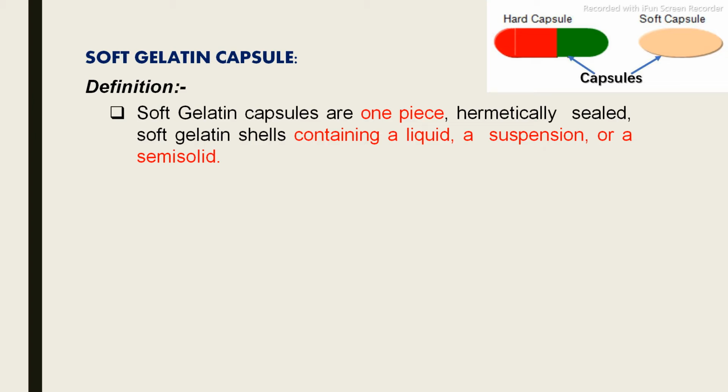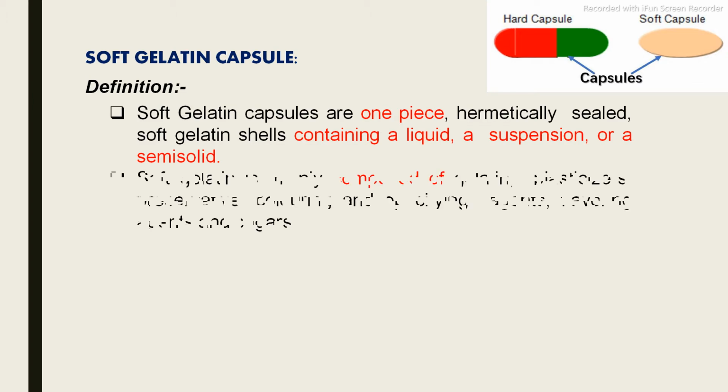Whereas in case of hard gelatin capsule, if you remember from the last session, we can encapsulate only powder or granular material, whereas in case of soft gelatin capsule you can encapsulate a liquid, semi-solid or suspension type of medicament. Means as compared to hard gelatin capsule we can encapsulate different varieties of medicaments which are available in liquid, semi-solid or suspension type of dosage forms.